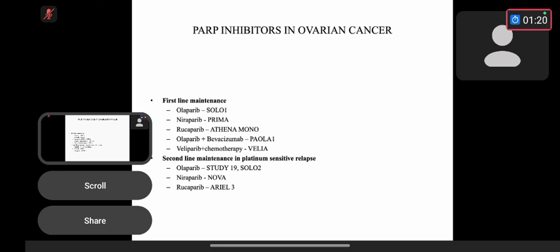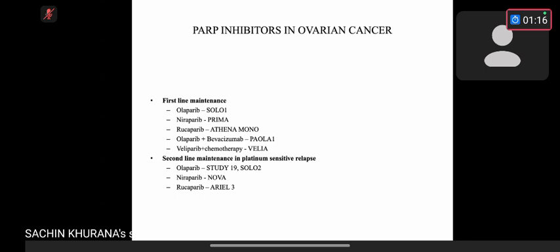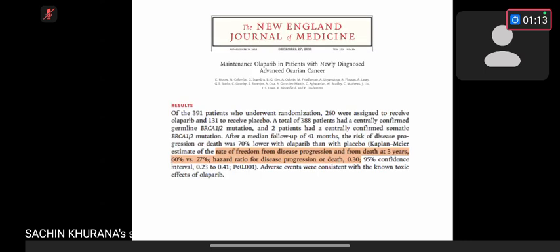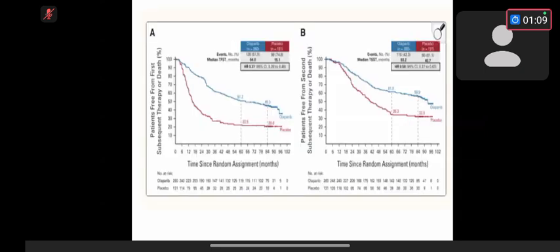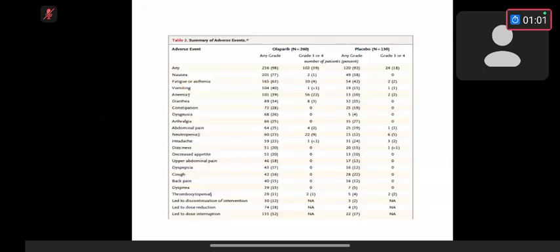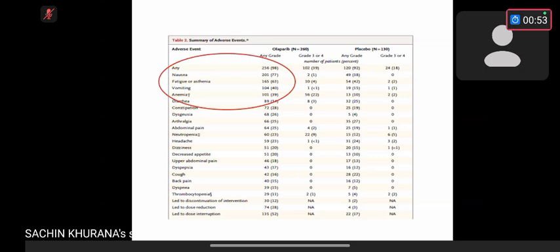So this introduced the concept of PARP inhibitors, and the first drug which was used was olaparib in the SOLO-1 trial, wherein BRCA mutated patients, they used olaparib as maintenance, and they saw that it was a dramatic improvement in the PFS as well as OS of ovarian cancer patients. So the important side effects of PARP inhibitors, the most common I will just highlight: nausea, fatigue, vomiting, and anemia. And anemia is the most common reason for dose reduction.